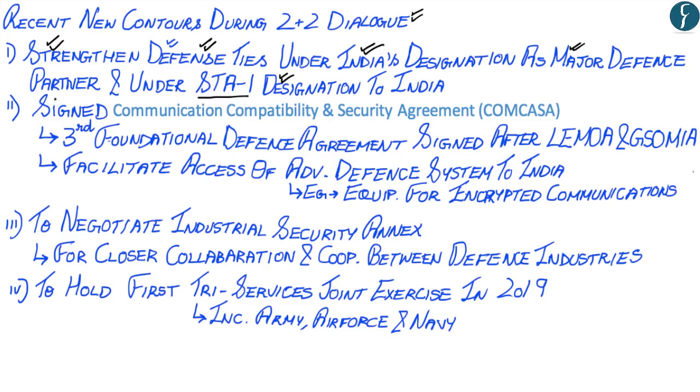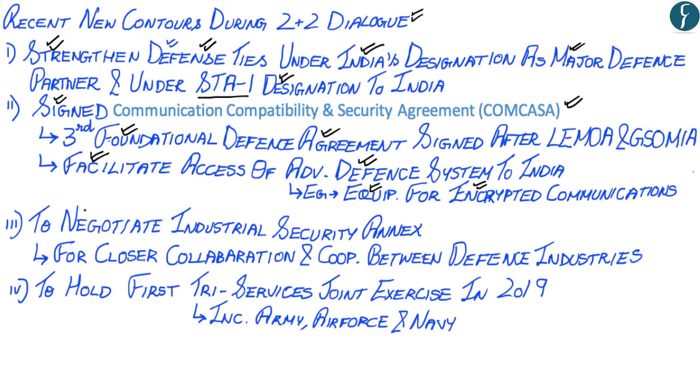The second main aspect from the 2+2 dialogue was that India and the United States signed the COMCASA agreement. It is now the third foundational defense agreement that has been signed between India and the United States, and it would facilitate access of advanced defense systems to India. One of the major advantages of India signing COMCASA is that India would now be able to purchase equipment for encrypted communication from the United States.